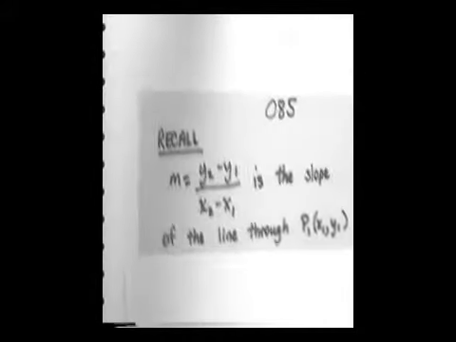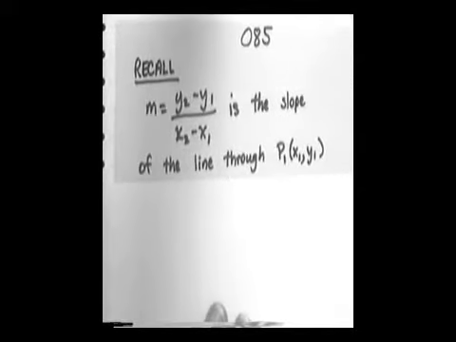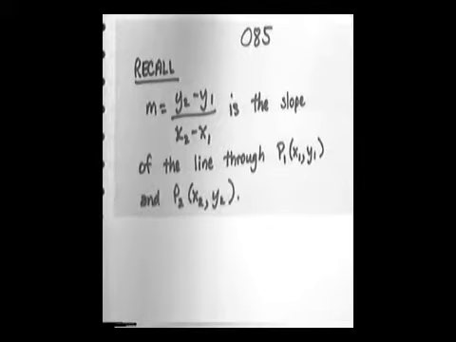So let's recall a bit of information that is very familiar to you. Recall that the formula m equals y2 subtract y1 over x2 subtract x1 is the slope of the line through point number 1, x1, y1, and point number 2, x2, y2. Our slope formula is the slope of the line through 2 points.